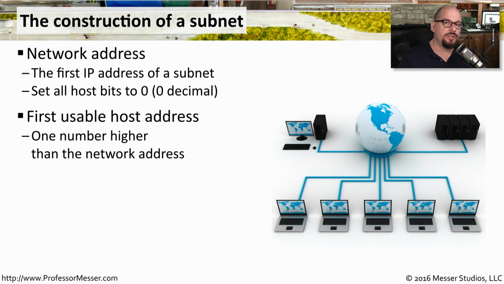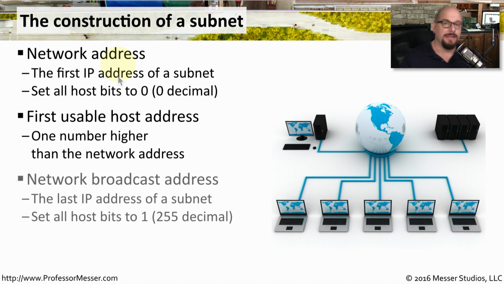If the very first IP address on a particular IP subnet is the network address, then one that is just one number above that is the first usable host address. So if you've calculated the network address, it's very easy to find the first usable host address. You just add 1 to the IP address. Conversely, you could find the network address by determining the first usable host address and subtracting 1 from that. The last IP address on a particular IP subnet is the network broadcast address.